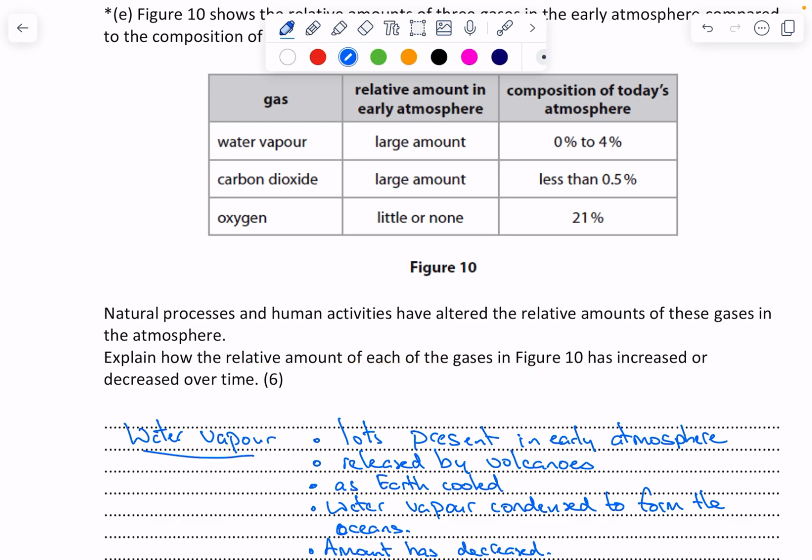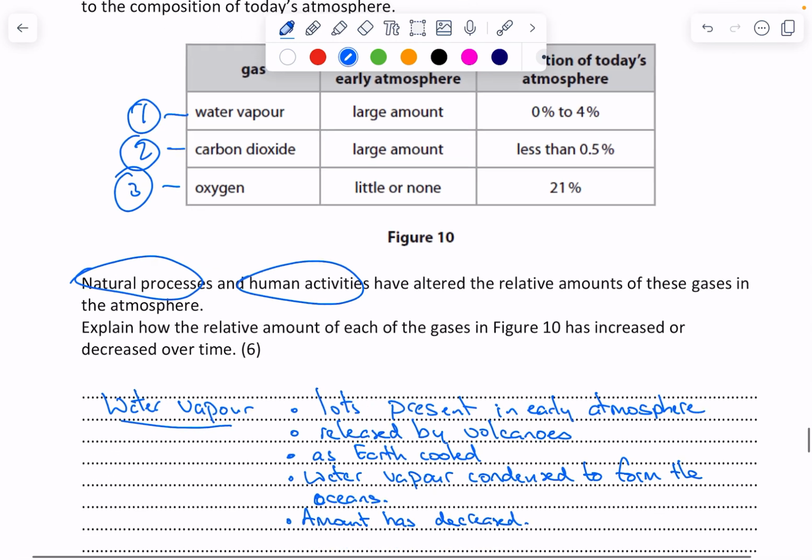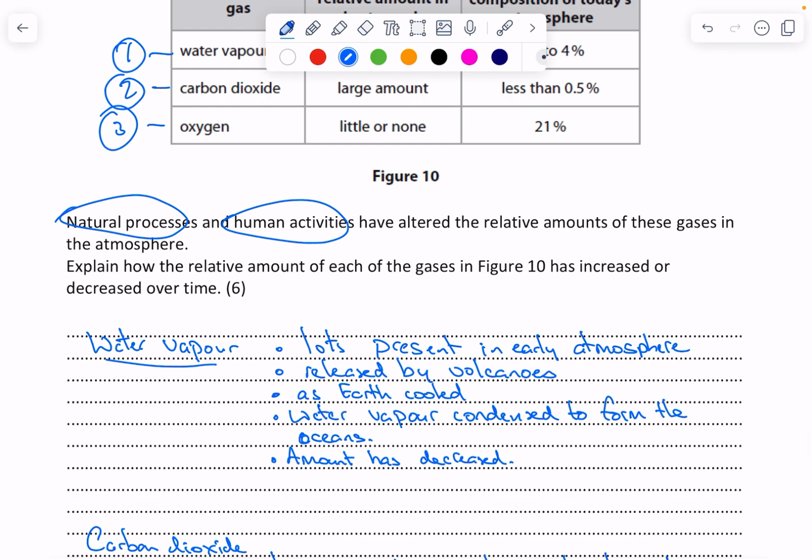So the best approach to this, there are 3 gases, so I'm going to do them in order, 1, 2, 3. And the other thing we have to talk about here is the natural and human activities alongside this. So let's have a go at the question. I've written some notes to try and speed this up for you. So water vapor, I'm going to put here, these all are natural processes that we're talking about here.